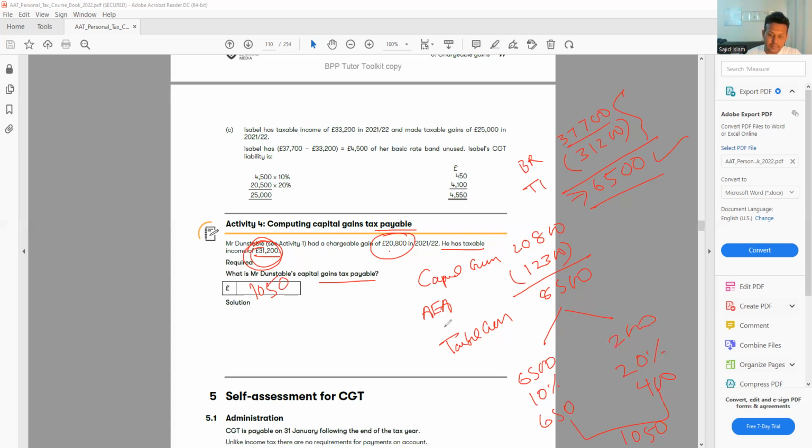This thing is very important. Remember that if the question says not chargeable gain, but taxable gain, then things will be completely changed. That time we don't have to minus the annual exemption, because the annual exemption is already deducted. When you see the words taxable gain, that means the annual exemption is already deducted.